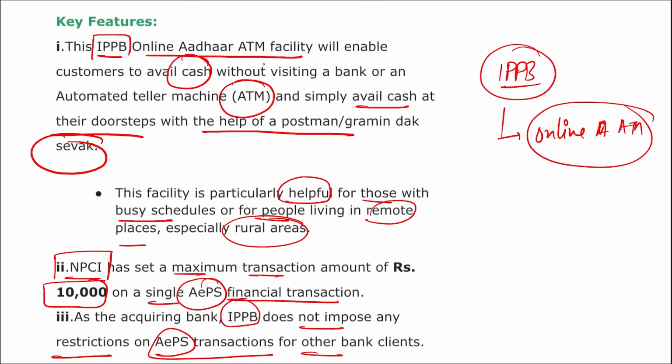And remember this AEPS, that is Aadhaar Enabled Payment System. This is a banking service that enables customers to utilize their Aadhaar identification for using the bank account and taking the money out of it. Correct? The services provided by AEPS here include balance inquiry, cash withdrawal, cash deposit, mini statement, and Aadhaar to Aadhaar fund transfer also.